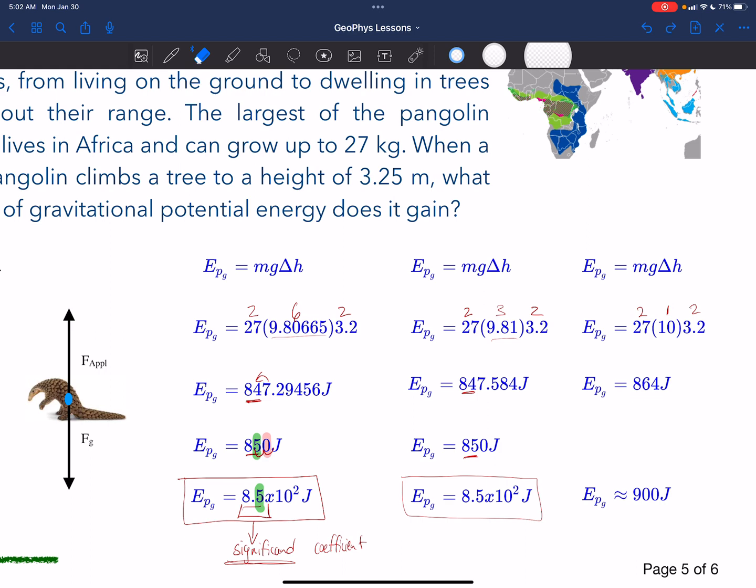Expressing this to one digit really would put us with an energy of about 900 joules. And technically, whenever we use 10, we're not actually calculating a value, we're getting an estimate of the true value. And that's why we use approximately equal. So it's about 900 joules.